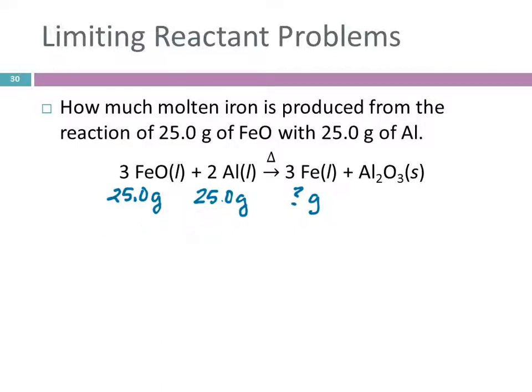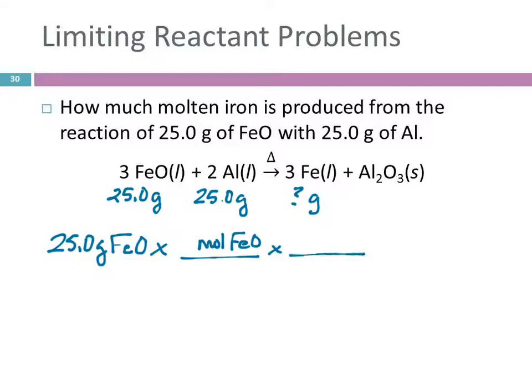There's 2 quantities given here. That means I need to do 2 calculations. They're going to be very similar, but I need to do 2 calculations, find 2 masses of iron, and choose the smaller. So this is grams to moles to moles to grams. So 25.0 grams of FeO, grams to moles, moles of FeO, and now we're going to go to moles of product. Don't worry about the aluminum right now, just ignore him. Moles of Fe, and then mass, grams of Fe.